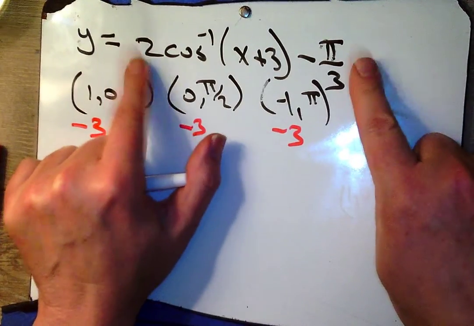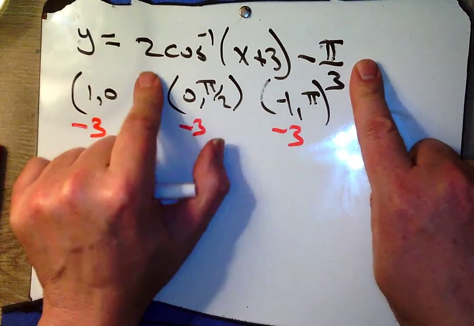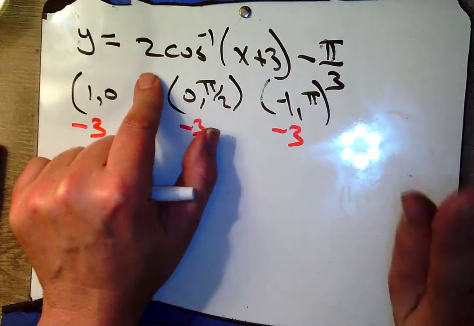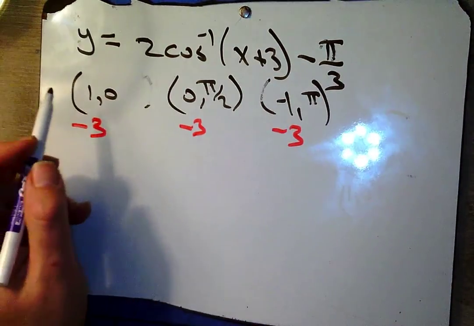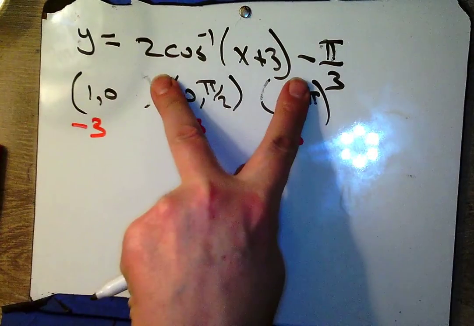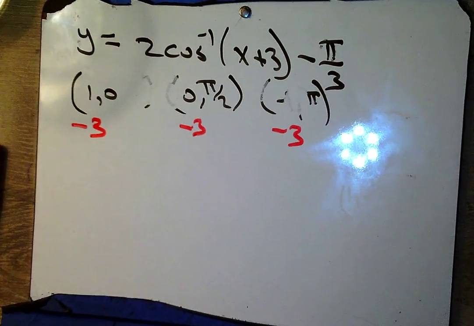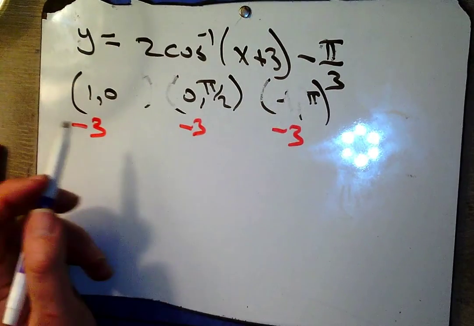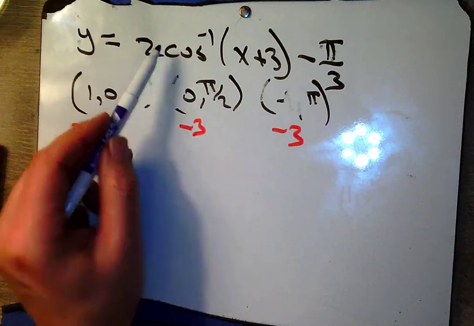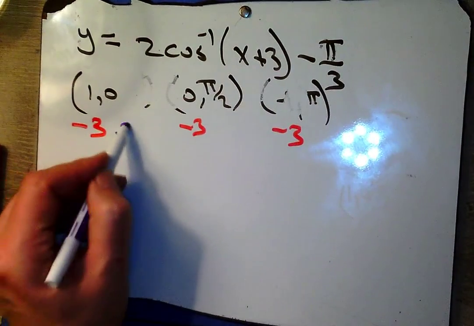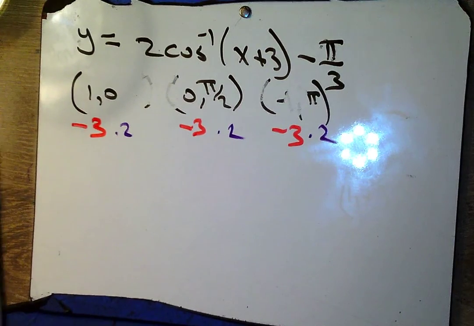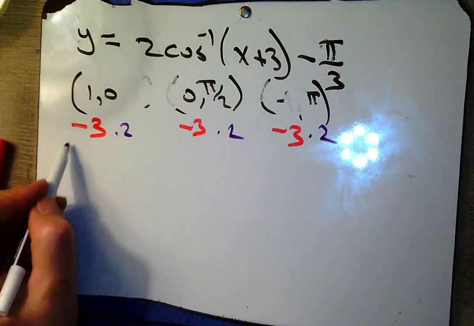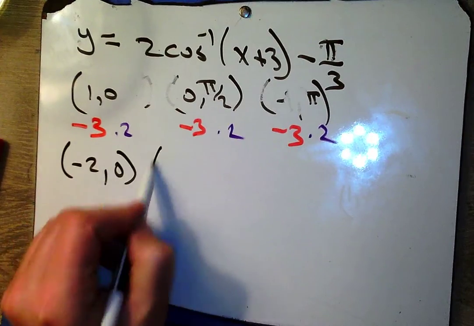And what about these y's? Well, I've got 2 y transformations. Do I multiply by 2 and then subtract pi over 3, or do I subtract pi over 3 and then multiply by 2? Well, we know that for y transformations, transformations outside of the function, we use PEMDAS. And PEMDAS says multiplying has to come before subtracting. So I'm going to multiply by 2. And so what are my new points? My intermediate points.